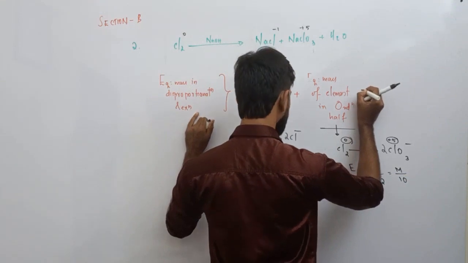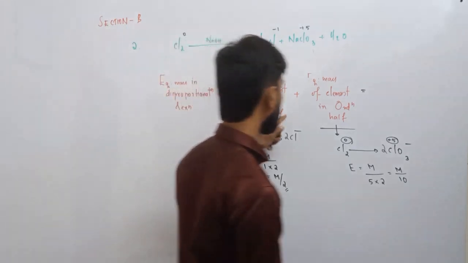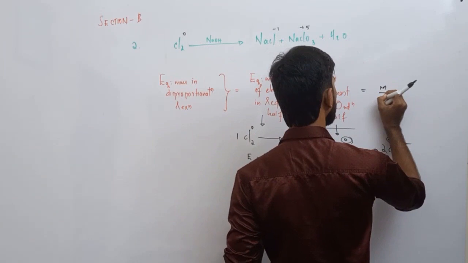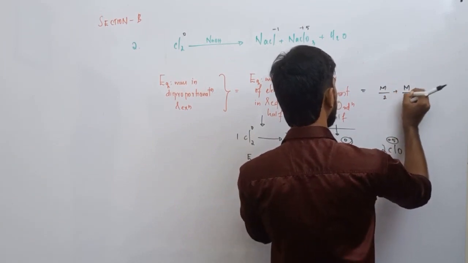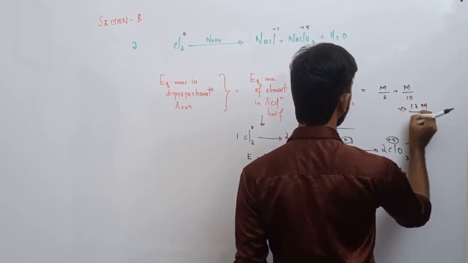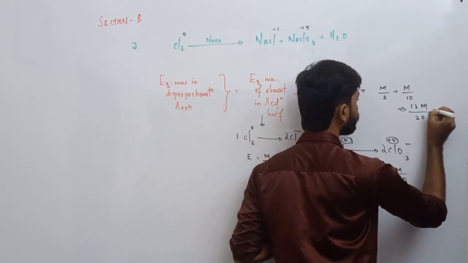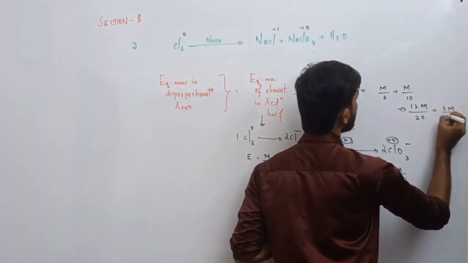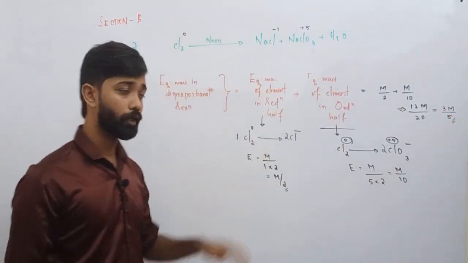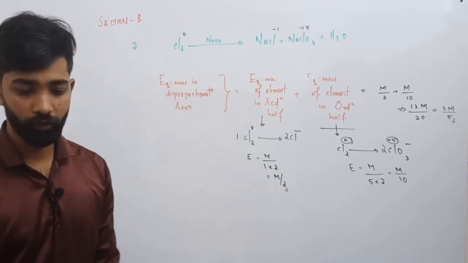And you know that the equivalent mass of a substance is the sum of the equivalent masses of its components. The components are the reduction and oxidation halves. The equivalent mass of the reduction half is M by 2, plus the oxidation half, M by 10. What about the sum? It will be 12M divided by 20, right? Yes. So it can be cut by 4. So it will be 3M divided by 5. Ready. So this is the equivalent mass of chlorine in this case.